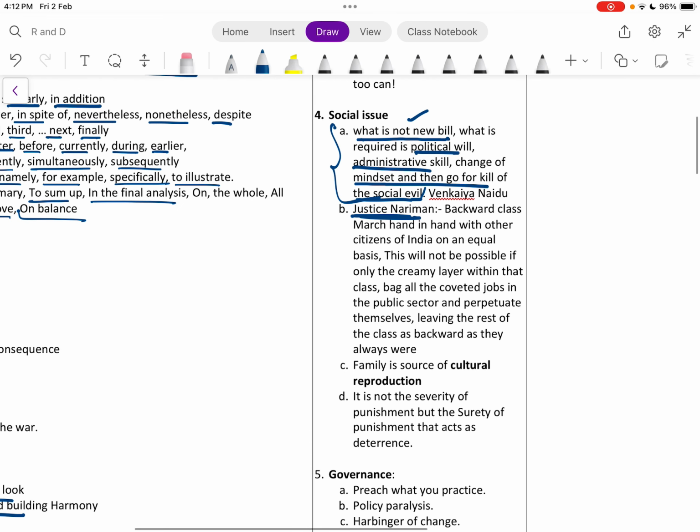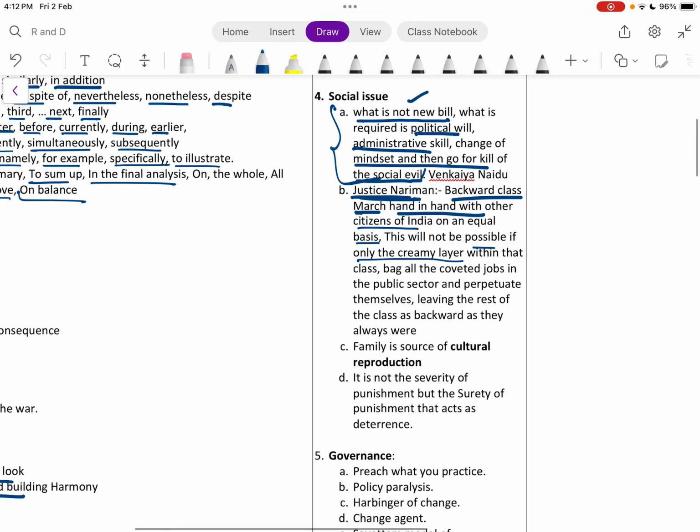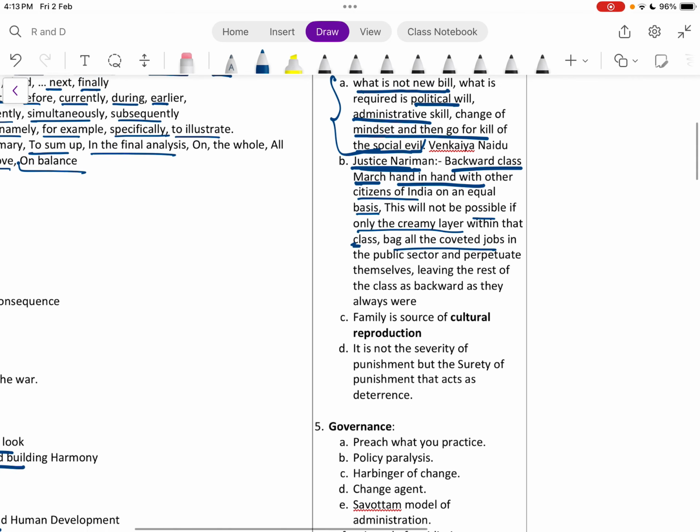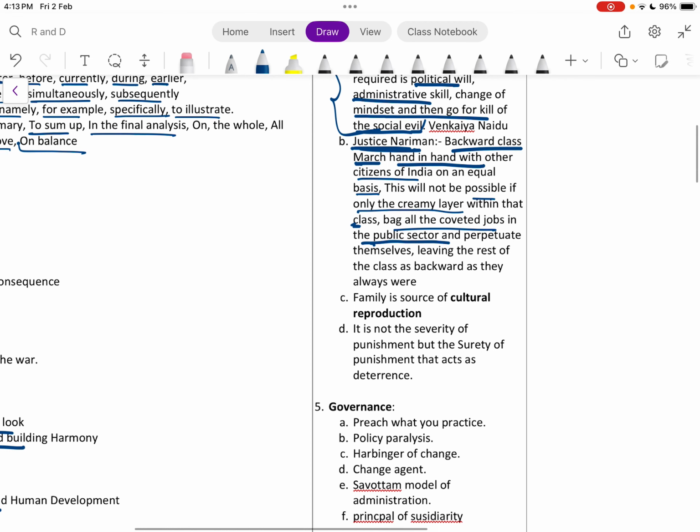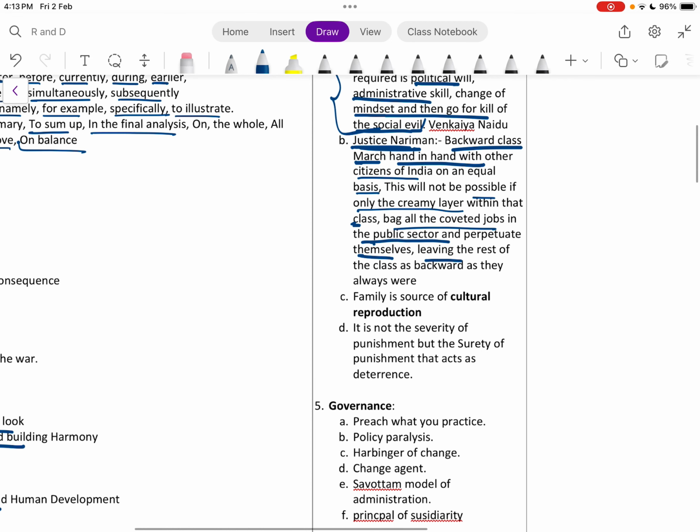Justice Nariman: backward class, backward caste marches hand in hand with other citizens of India on an equal basis. This will not be possible if only the creamy layer within the class, within the caste, bags all the coveted jobs in the public sector and perpetuates themselves, leaving the rest of the caste as backward as they always were. Justice Nariman, you can quote this in case of caste reservation, affirmative action.